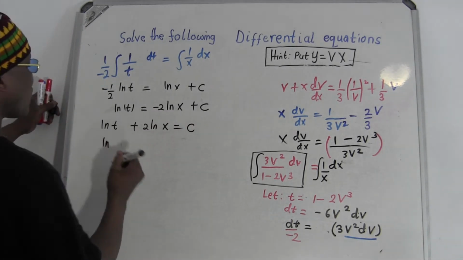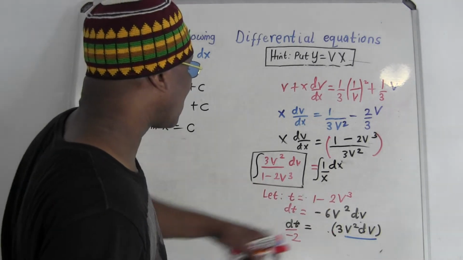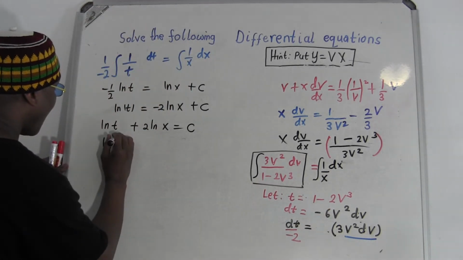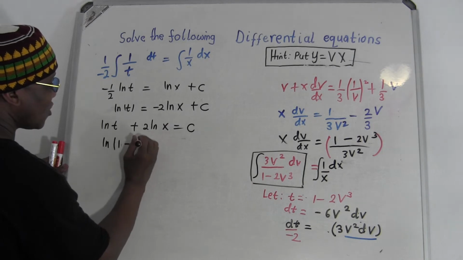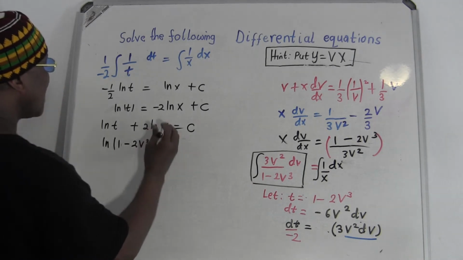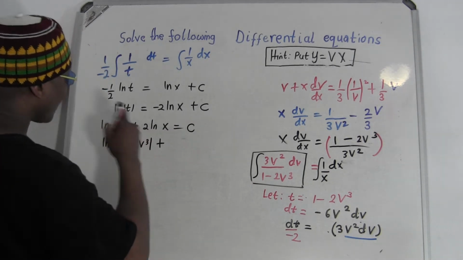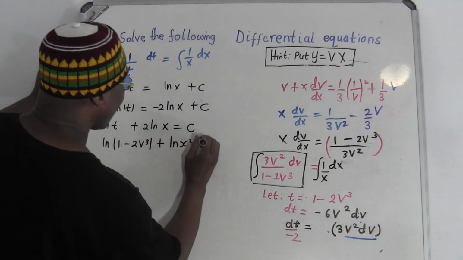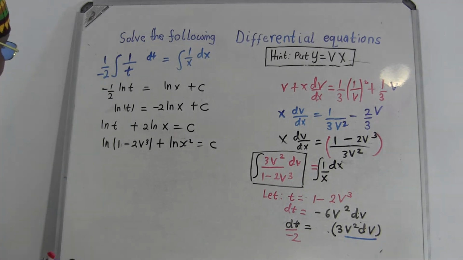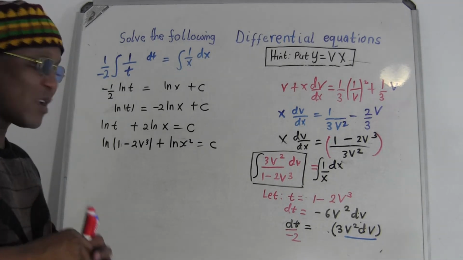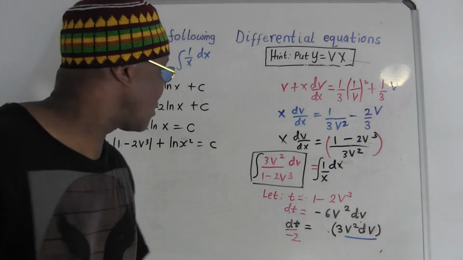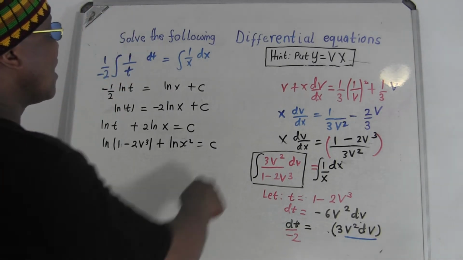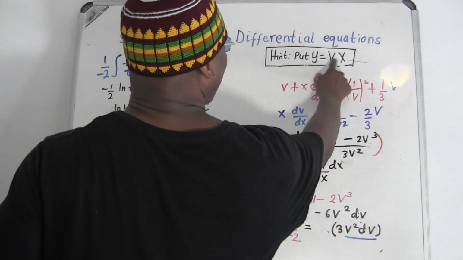So I can say ln of, but we know t. What's the value of t? The value of t equals 1 minus 2v cubed, so it's going to become ln of 1 minus 2v cubed plus ln x squared equal to c. So then we know the value of v. The value of v equals y over x.